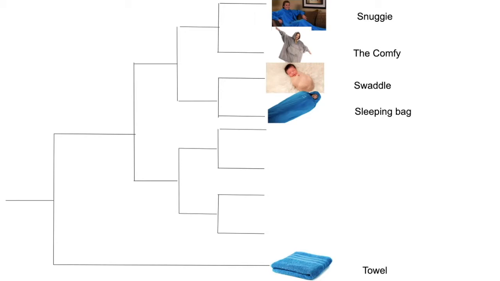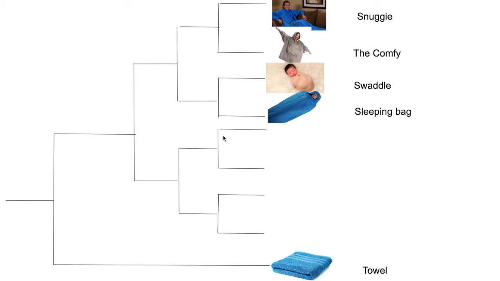Both of these wrap the individual up and are able to completely cover them and function a tad bit different. This arm of the phylogenetic tree is the more full coverage option to blankets. They fully wrap you so you aren't exposed to any air, so you won't get cold.